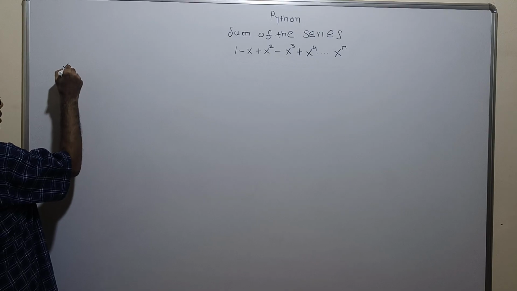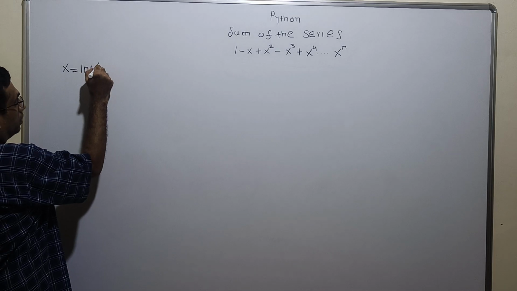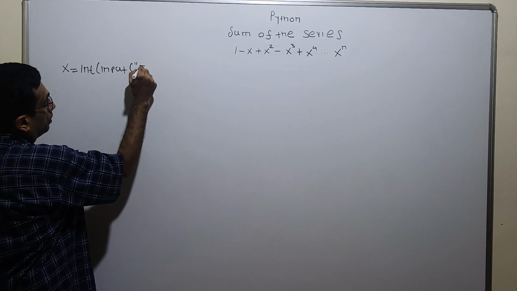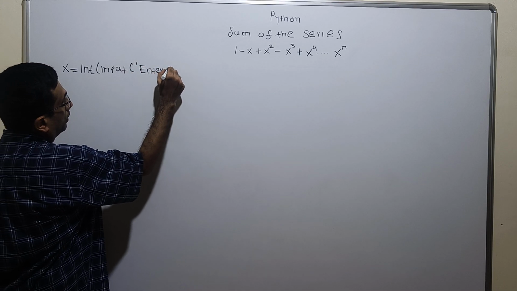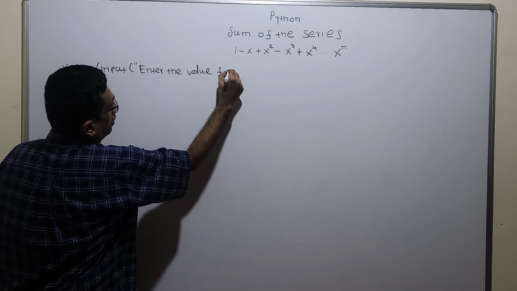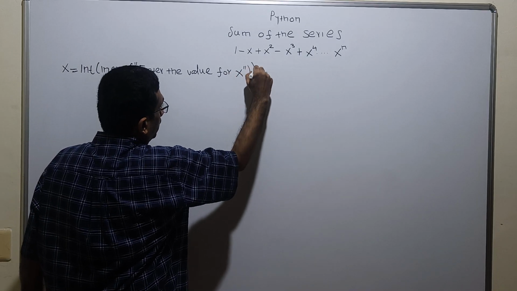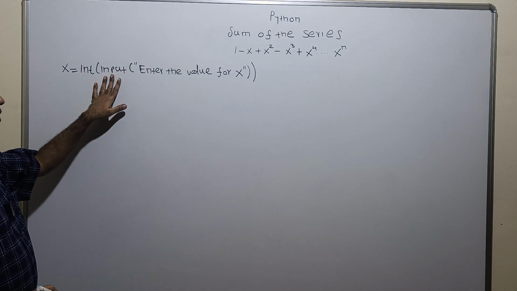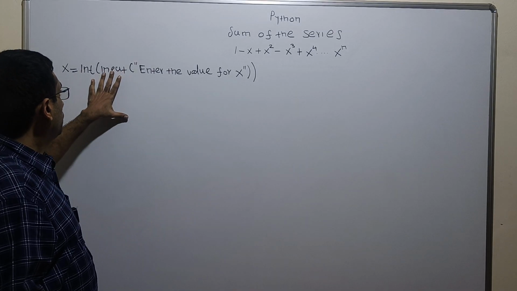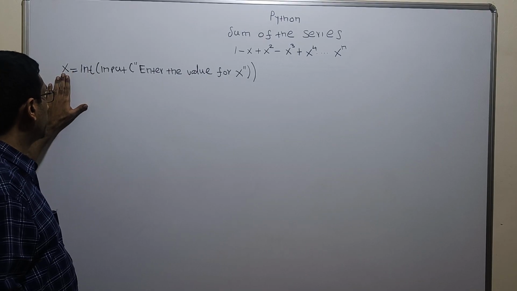Variable x equal to integer of input of enter the value for x. I am closing the input statement, I am closing the int function. The input statement displays the string, enter the value for x in the user's console. When the user enters the value, the input statement receives it as a string, the int function converts it to an integer and stores it in the variable x.